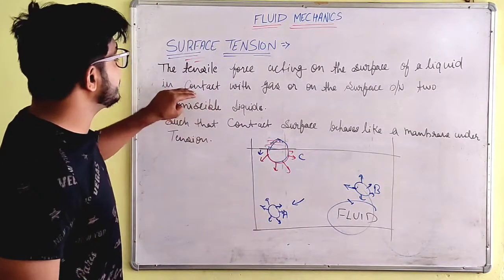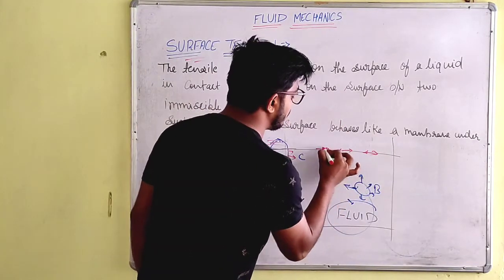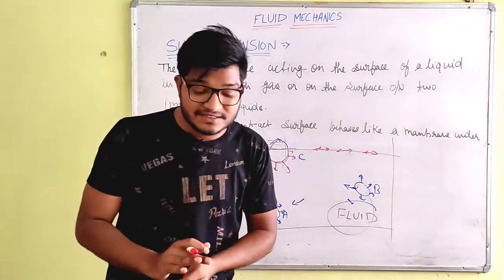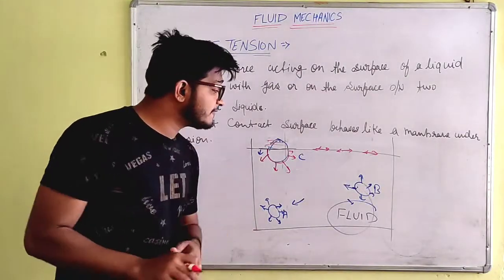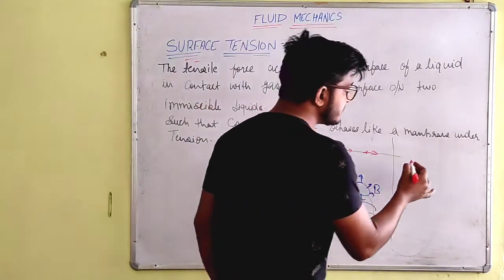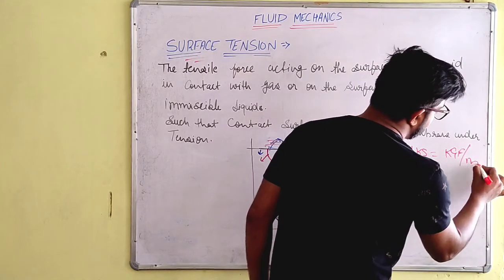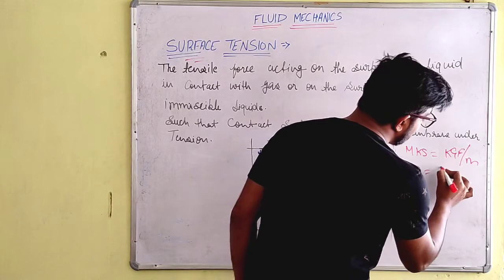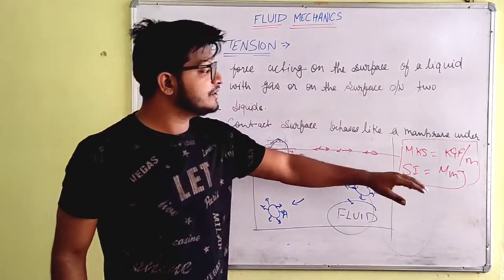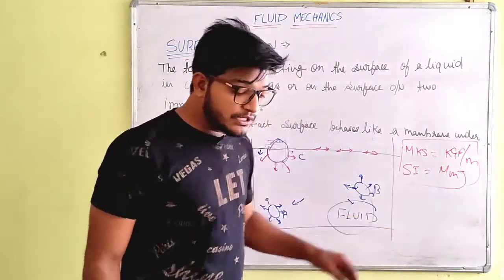We can say that in contact with gases, surface tension can also occur on the top layer of the fluid. So this is the total concept of surface tension. The magnitude of surface tension is measured per unit length, per meter. In MKS units it is kgf per meter, but in SI units it is measured in Newton per meter.